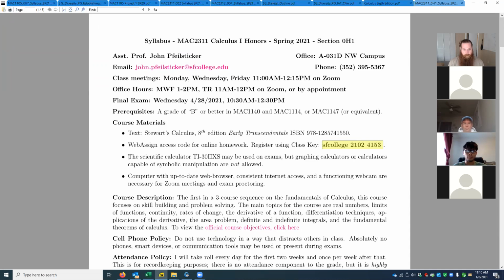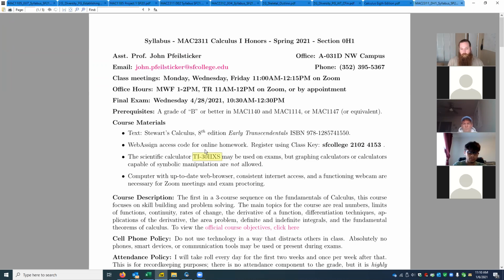You will not need a calculator for this class. But if you want one, the only one that's allowed is this one. That's the Texas Instruments 30IIXS or 32XS. That's the only calculator you're allowed to use on tests. But you will not need a calculator, right?